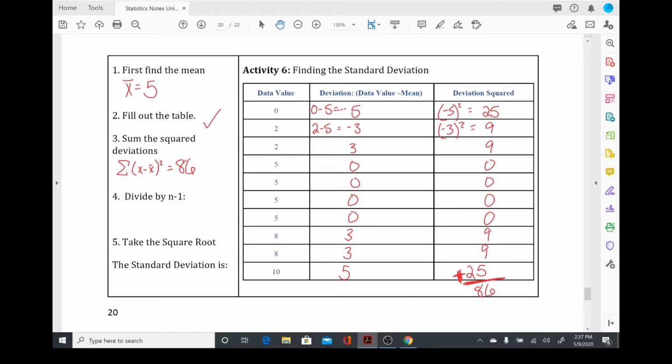Divide by n minus 1. And you might ask yourself, what the heck is n? N represents the number of data values that we had. So n in this case is 10. 10 minus 1, 9. We're going to take the 86. We're going to divide by 9.